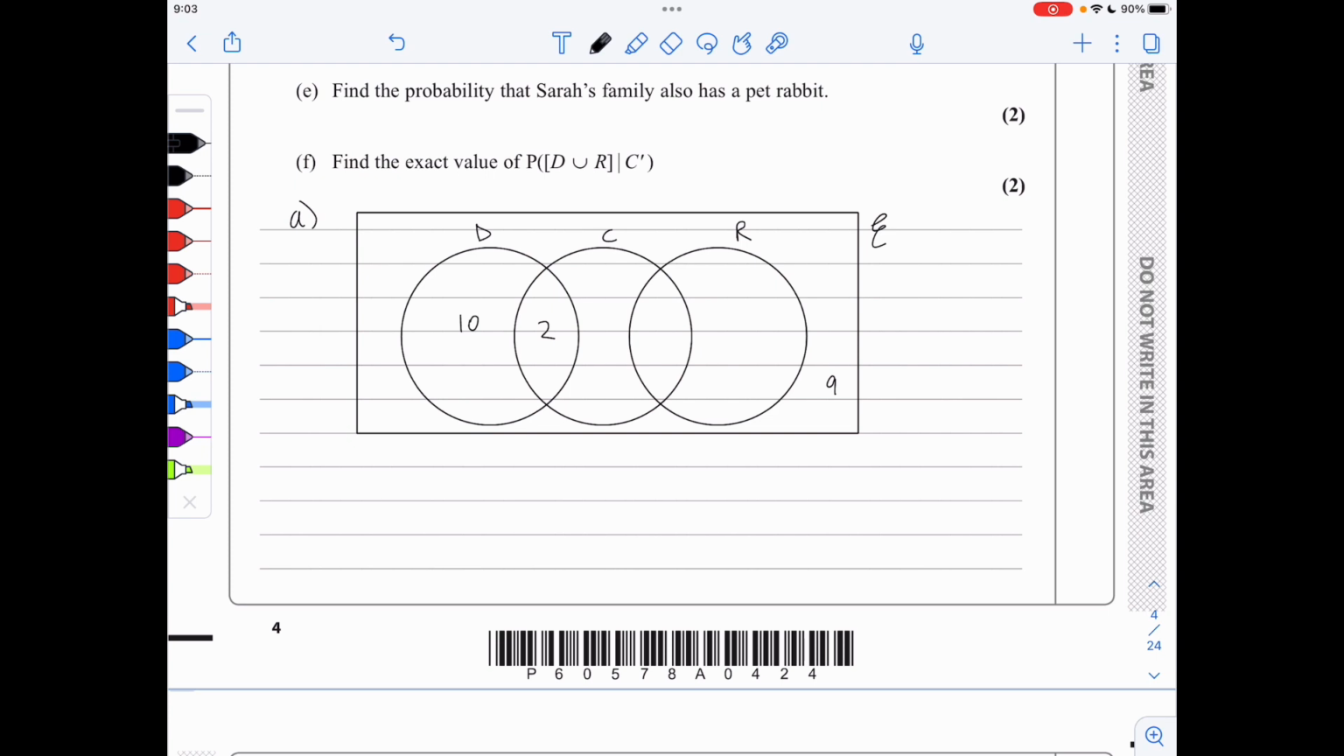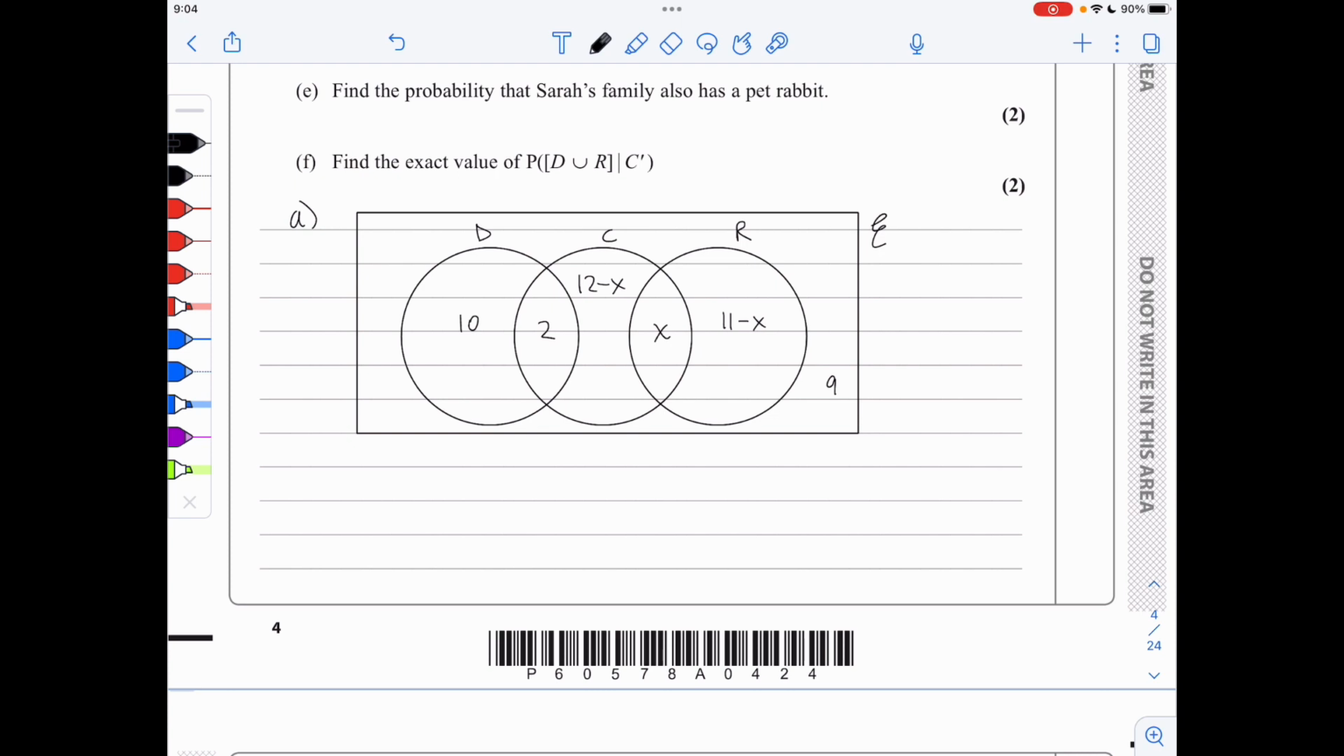And then I will put an x in the intersection between C and R, because we know that 11 families had a rabbit. So all of this is 11, which means that the only R region is 11 minus x. And then we had 14 families having a cat, so all of this is 14. We already have the 2 here and the x, so it means that the only C region is 12 minus x.